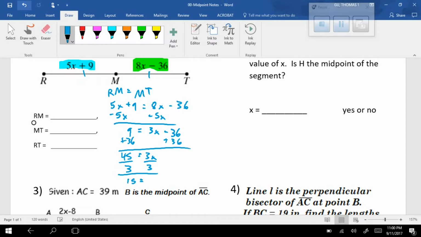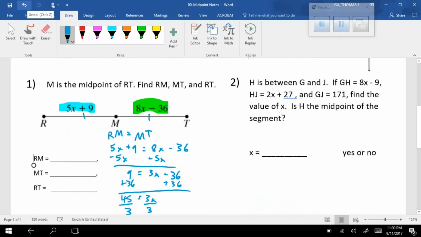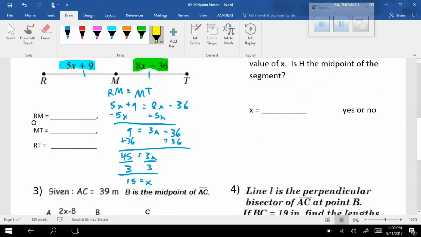15 equals x. But wait a second. The question doesn't even ask me to find x. What's the point of that? Well, before you didn't know the value for x, but now you know 15 equals x, so you can plug it in for RM, MT, and RT, and you can get your answer. So let's plug it in.